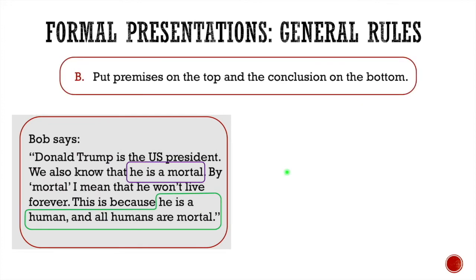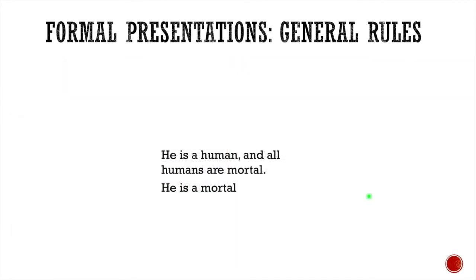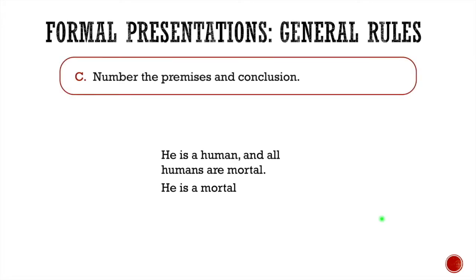So the next rule then would be to put the premises on the top and the conclusion on the bottom. That's pretty simple. We'll put this sentence right here, and then we'll put the conclusion at the bottom. Pretty straightforward. Okay, there's the argument again that we have so far. The third rule, C, says number the premises and conclusion.